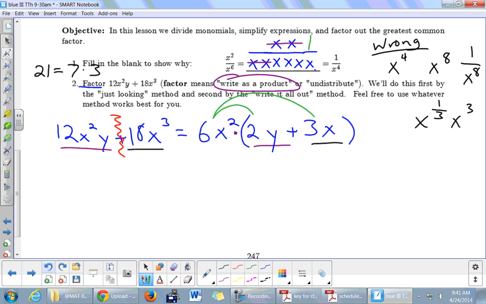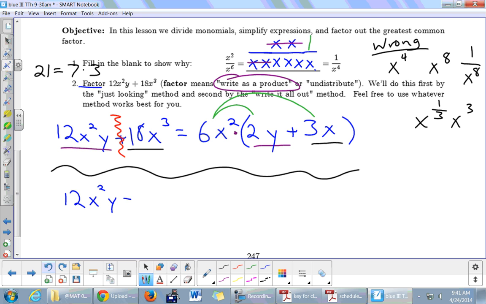So let's do another method. Here's the write it all out method. Don't feel obligated to do this, but if it's helpful to you, then do it. Okay, so we're going to look at that 12 and the 18, and we're going to ask the same question as before. What's the biggest number that goes into both? 6. So I'm going to take that 12 right now, and I'm going to write it as 6 times something, 6 times 2 in this case.